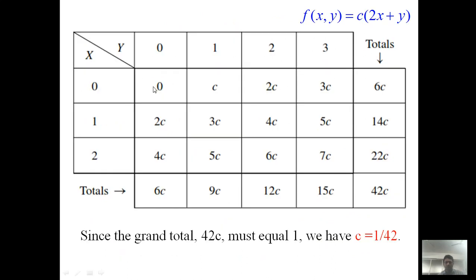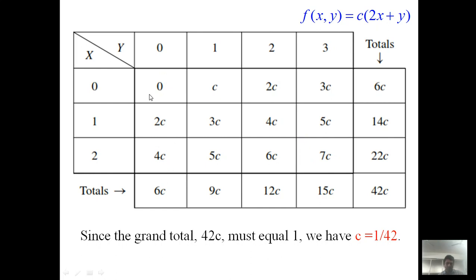So for this first row, 0 plus c plus 2c plus 3c is 6c. Then 2c plus 3c is 5c, 5c plus 4c is 9c, 9c plus 5c is 14c. Similarly, the addition of this row gives 22c.